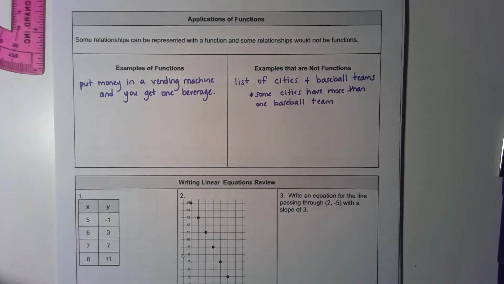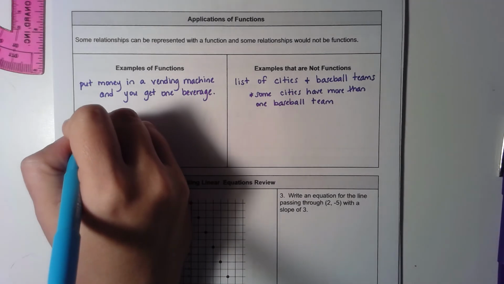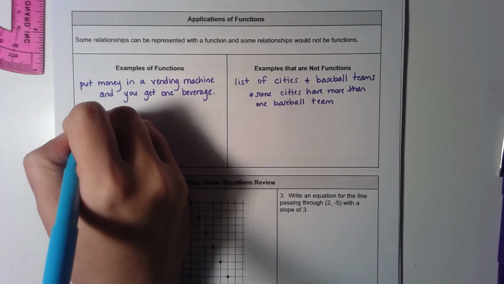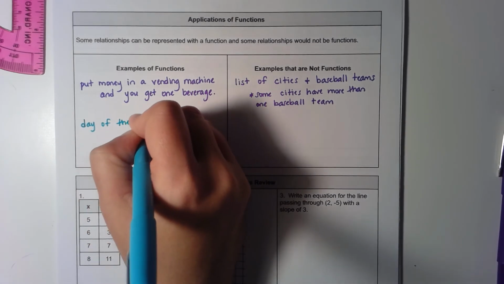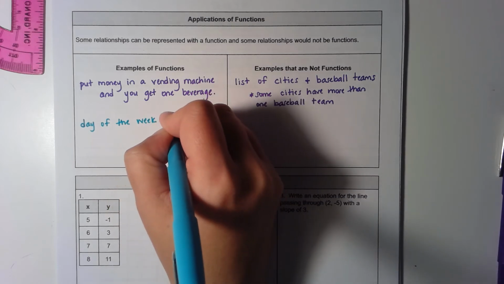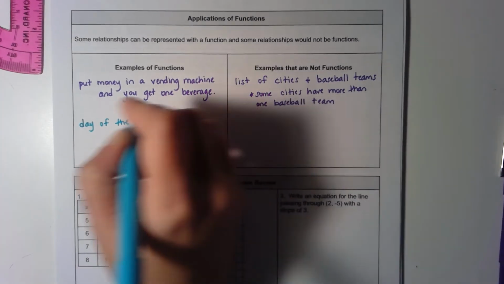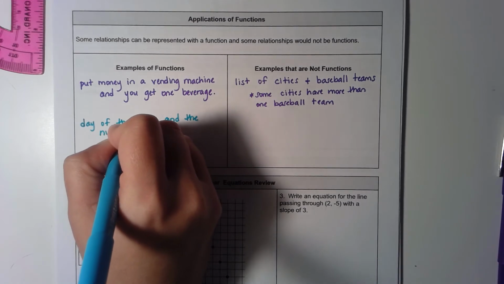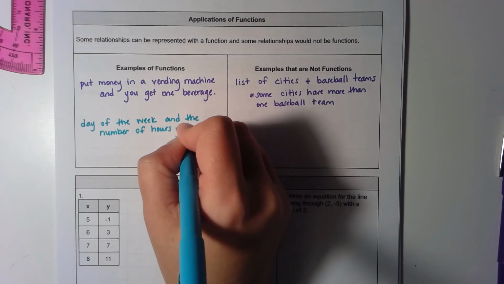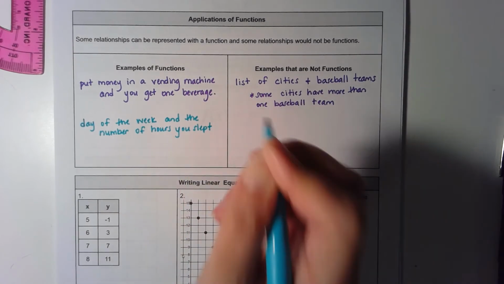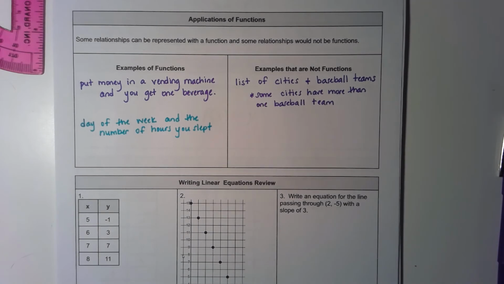Another example of a function would be if you were keeping track of the day of the week and the number of hours you slept. There's no way that you can sleep 7 hours on Tuesday and also sleep 11 hours on Tuesday. So each day is going to have one value for the number of hours you slept.